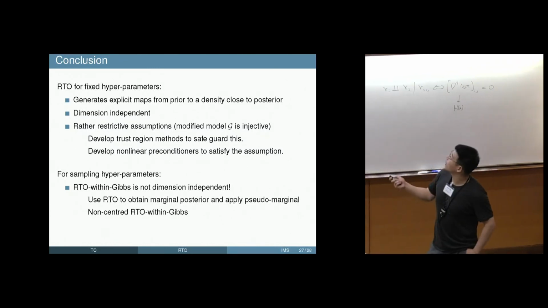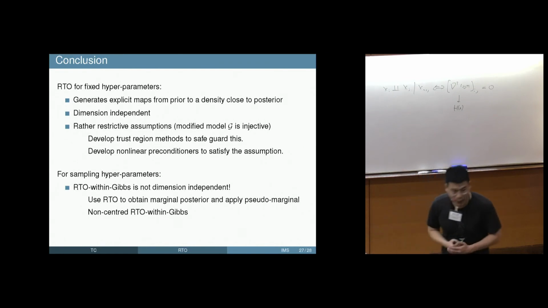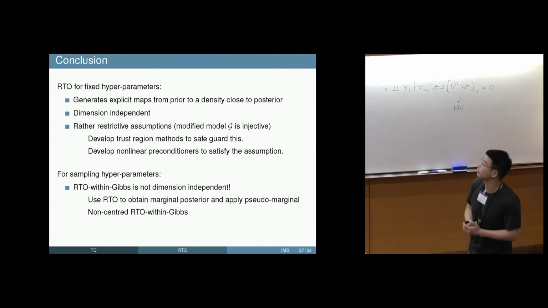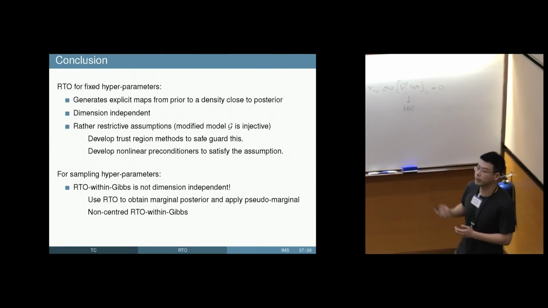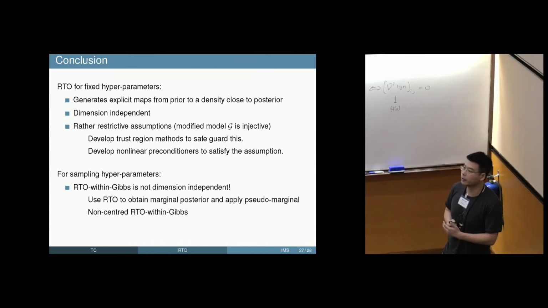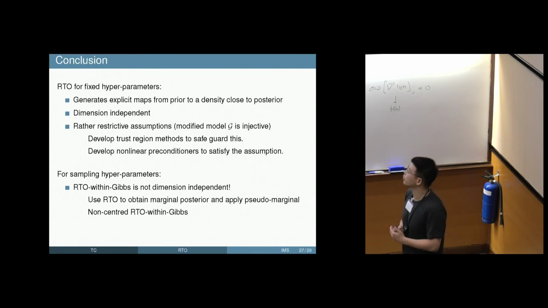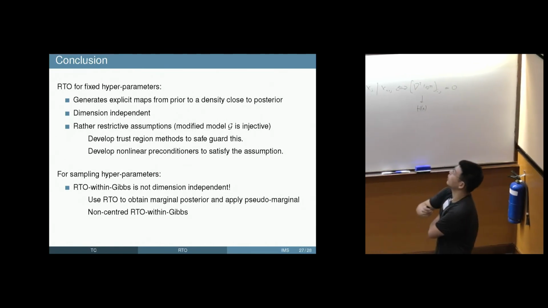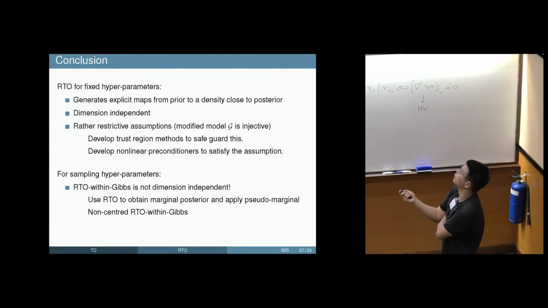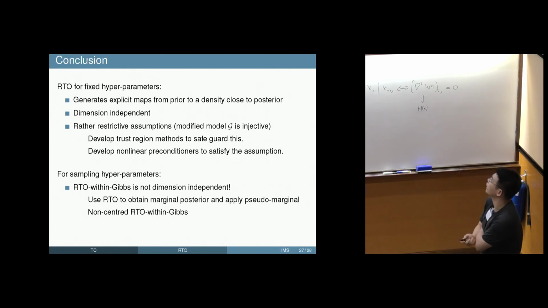And also for sampling the hyperparameters, we know that if we apply RTO within Gibbs, although our original RTO method is scalable with the parameter dimensions, if we put it in the Gibbs scheme and increase the parameter dimensions, we can show that it is not dimension independent anymore. Basically, a certain probability will collapse to zero as we increase the dimensionality.